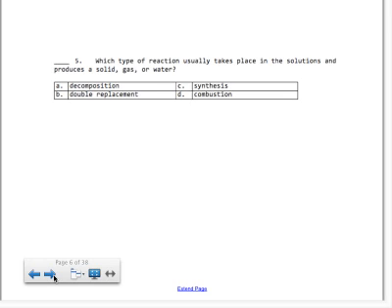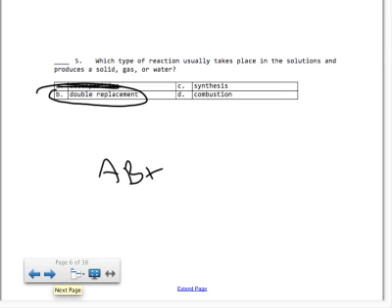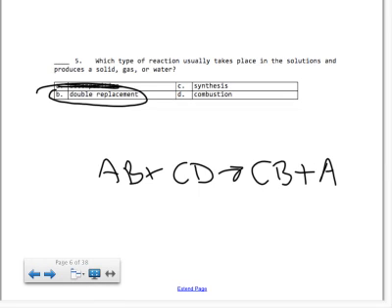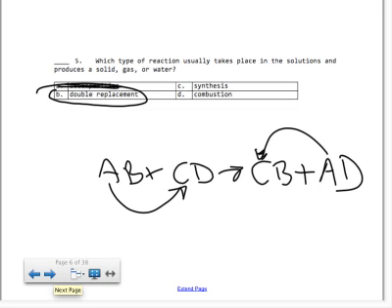Which type of reaction usually takes place in solutions and produces a solid, gas, or water? Well, decomposition, that's not what we're looking for. We're looking for double replacement. This is where you have AB plus, I'll say CD, and then your products are CB plus AD. Double replacement means that the 2 halves of the compounds trade place, and this usually takes place in a solution. Synthesis is 2 things becoming 1. Combustion is a combination with oxygen and some other substance.